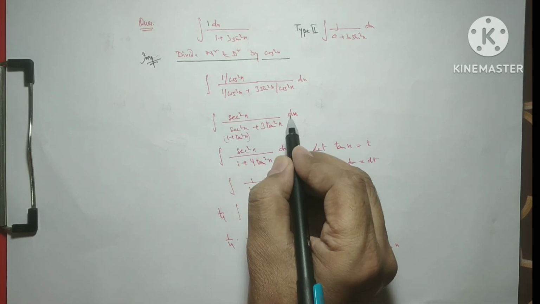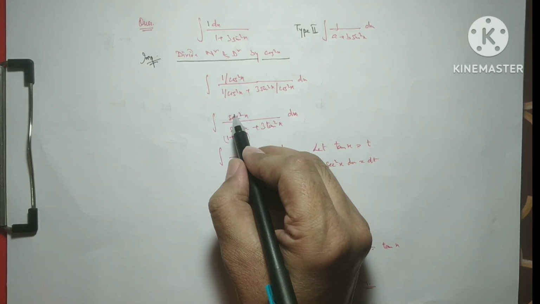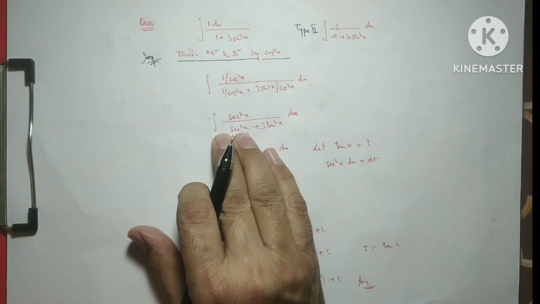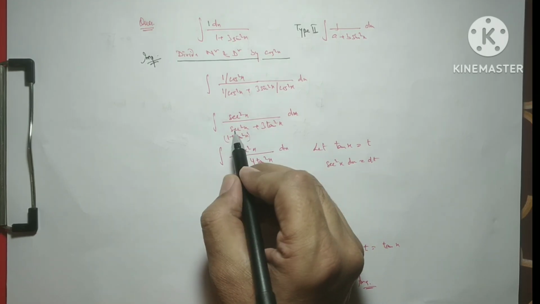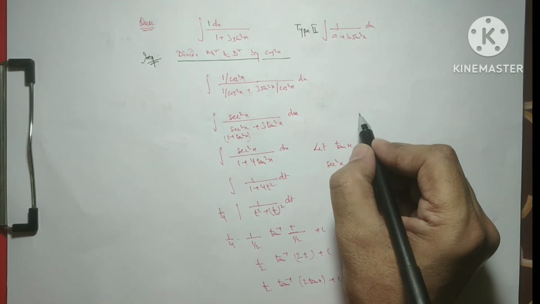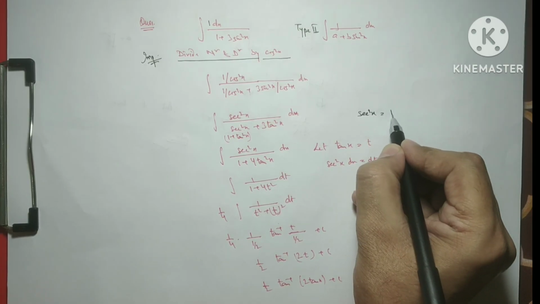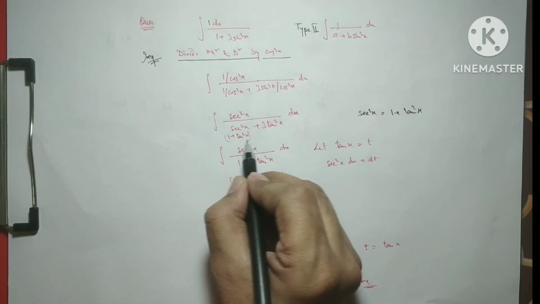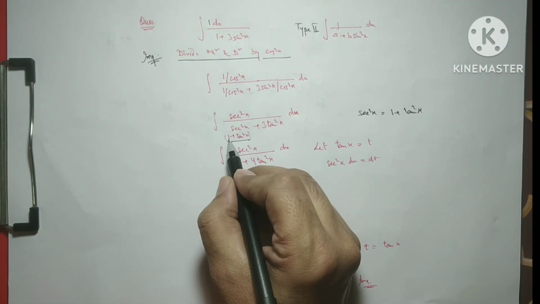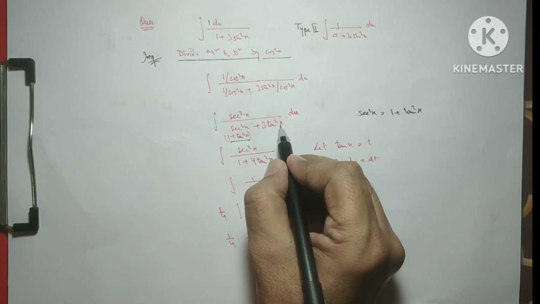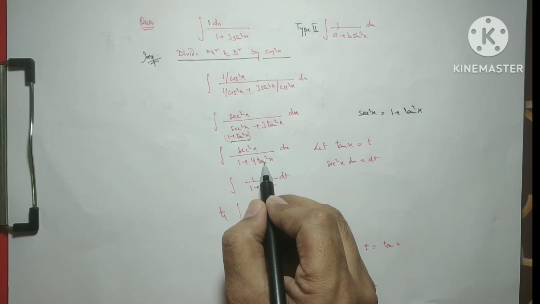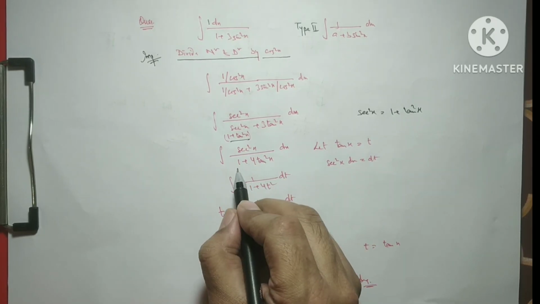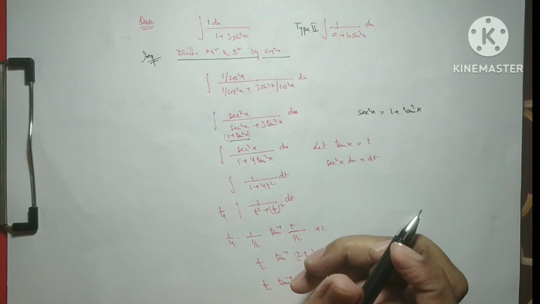But our question format requires the numerator to be sec square x and the denominator in terms of tan x. So we substitute sec square x equals 1 plus tan square x in this place. Now we have 1 plus tan square x plus 3 tan square x, that becomes 1 plus 4 tan square x. So the result is this. Right now the numerator is in terms of sec square x and the denominator entirely in terms of tan x.